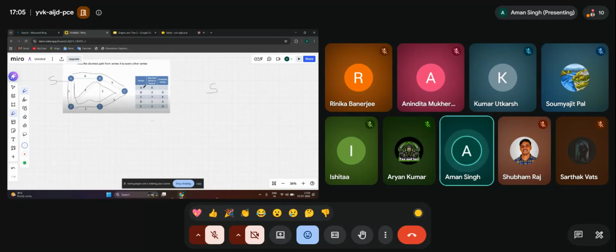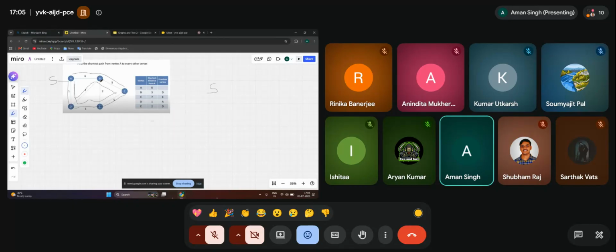You can see here the starting node is A, so the minimum distance from the starting node to the starting node itself is 0, obviously. And from A to B, it is given that the minimum distance is 3. It means this is the minimum distance.